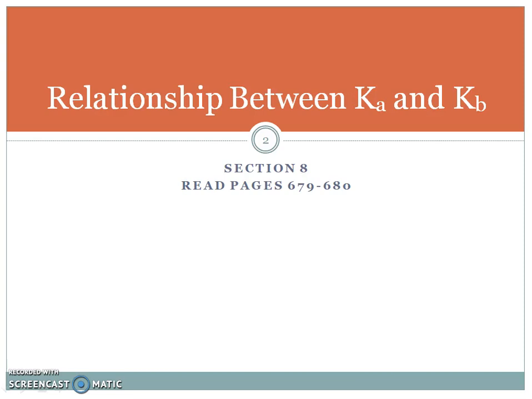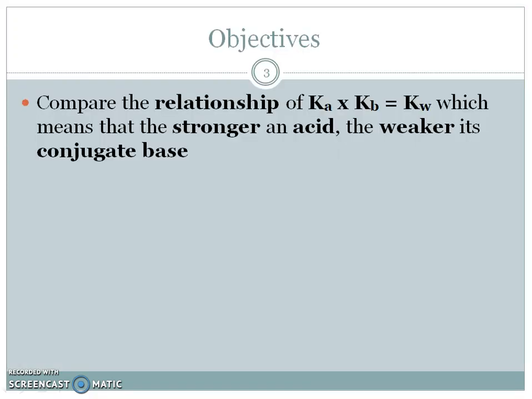This is Mrs. O'Neill for AP Chemistry, Chapter 16, Section 8, the relationship between Ka and Kb. Something should come to mind right now. Aha, that equation Ka times Kb equals Kw, which we also want to remember: the stronger the acid, the weaker its conjugate base. Very important. Now, we've talked about that before, and we're going to bring it to your attention more and more.